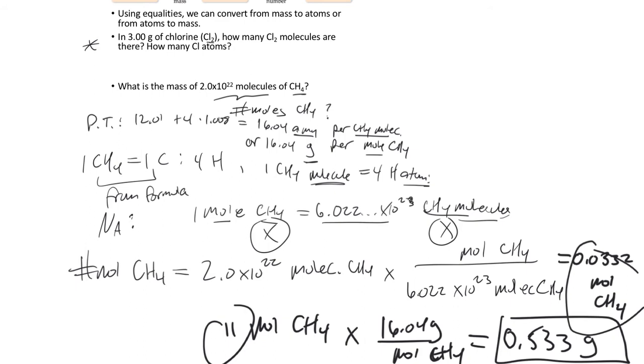So we had less than a mole of CH4 present because we had less than 6 times 10 to the 23 molecules present. So we had about 0.0332 moles of CH4 present, and then that has a mass of about 0.5 grams, 0.533 grams. Okay, so that's how we can go from grams to moles with the molar mass. We can go moles to molecules with Avogadro's number. Then we go to an atom count with the formula.